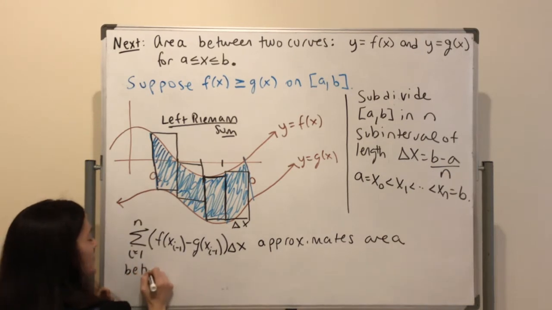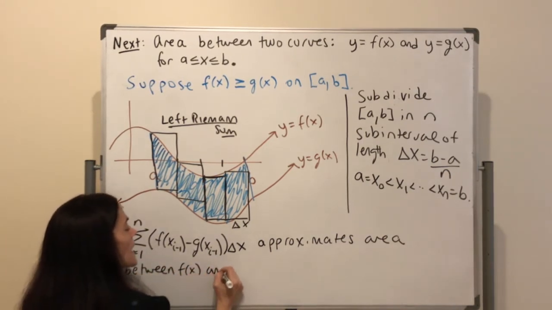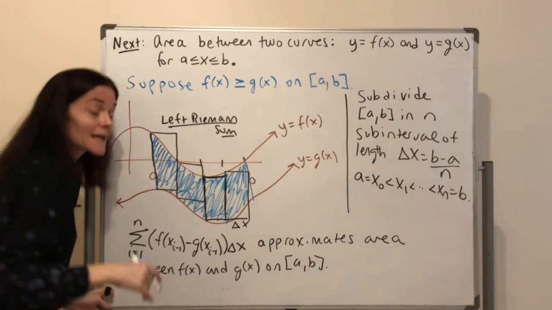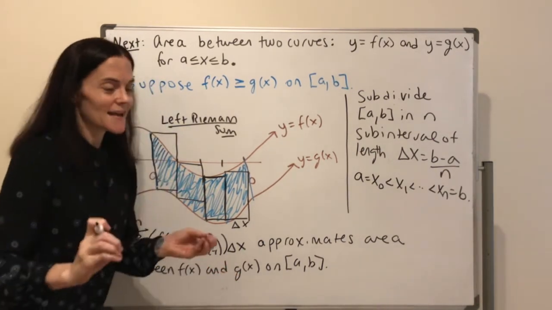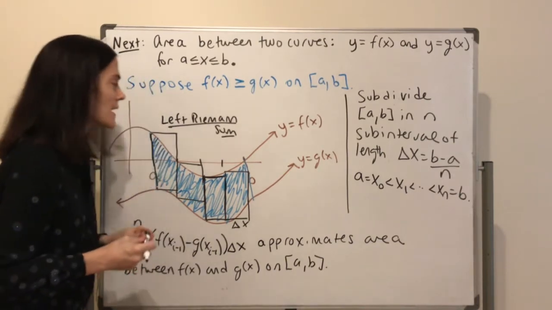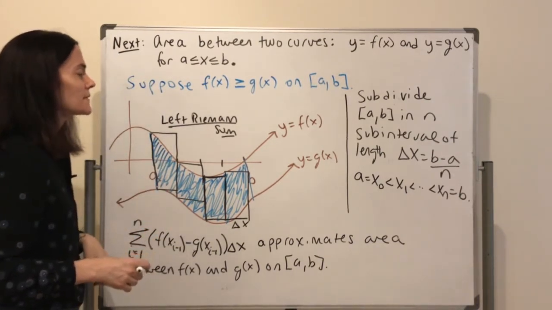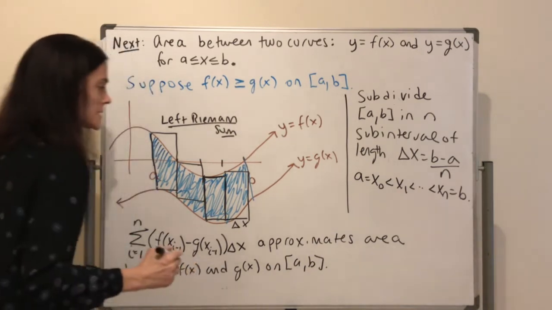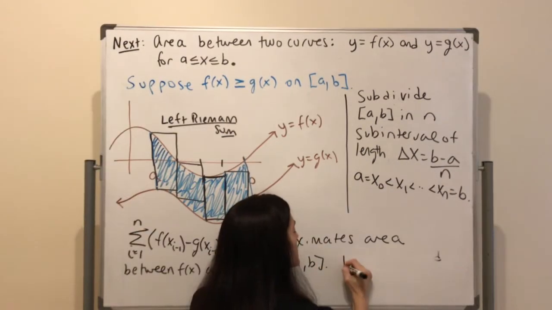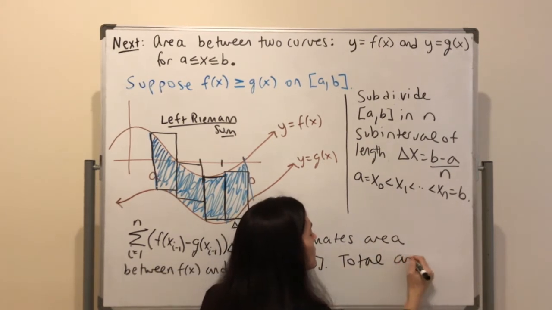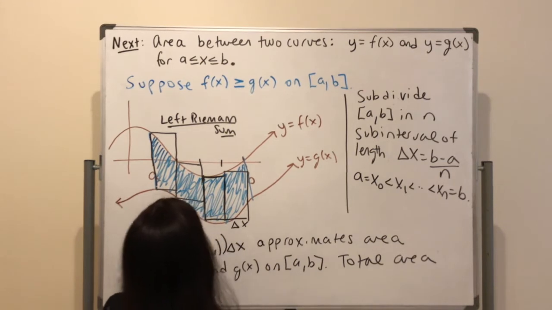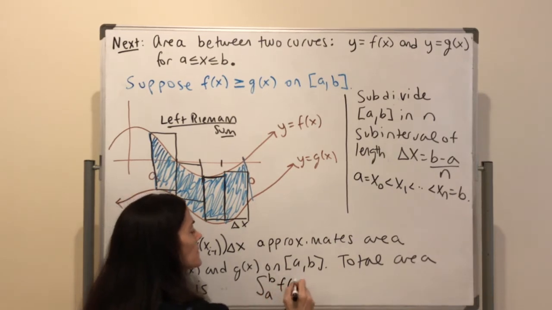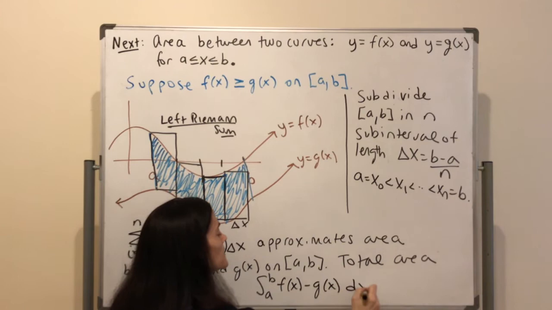between f of x and g of x on this closed interval. And if we take a limit as either n goes to infinity or as delta x goes to 0, we get the actual area between f and g. And we can see by this formula what would be the integral. So we get the total area that I'm interested in here. This would be the area in blue, bound by the curves. It's the integral from a to b of f of x minus g of x dx.